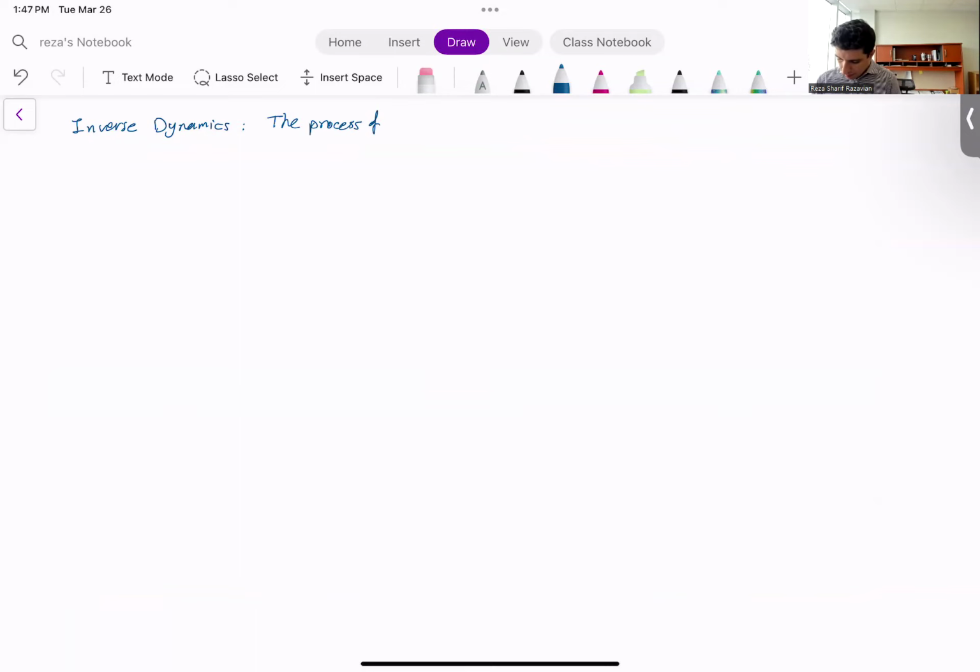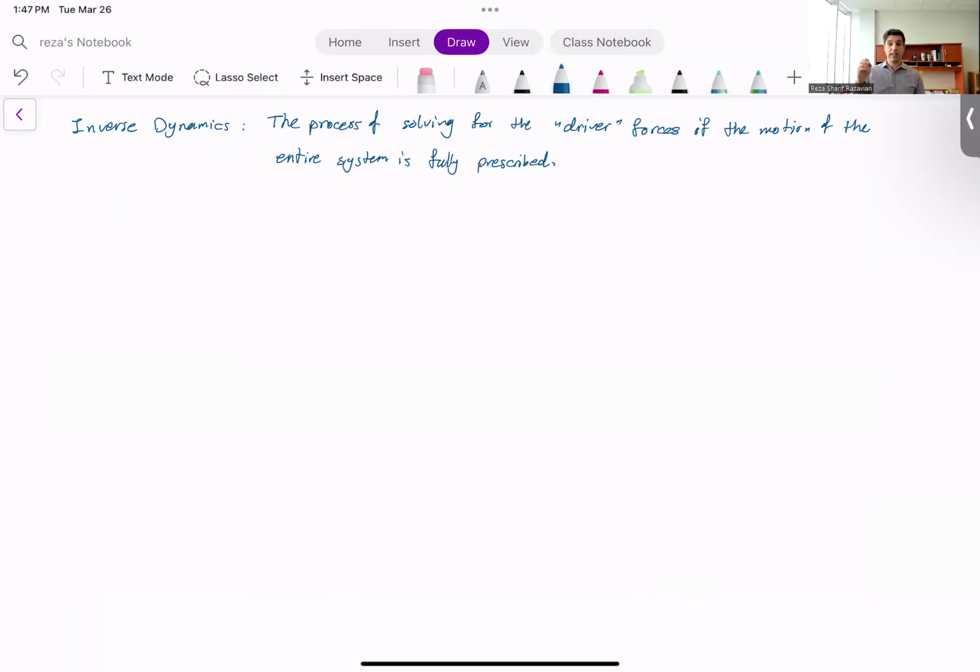The process of solving for the driver or driving forces if the motion of the entire system is fully prescribed. So if you know exactly how every particle is moving for every time during your simulations, that can give you the forces that cause the motion in a process that is called inverse dynamics.